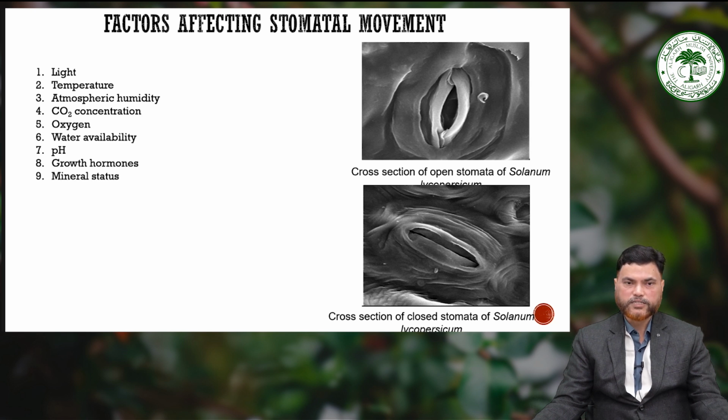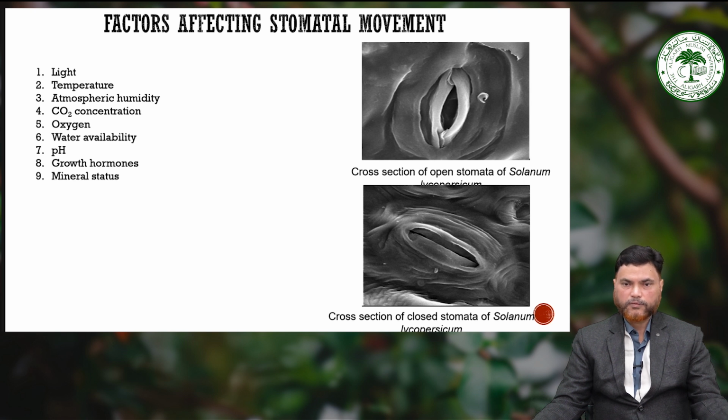Now, the next factor that affects the movement of stomata is availability of water. Sometimes what happens, due to water stress, the guard cells lose more water as compared to their intake. They lose their turgidity and stomatal closure takes place. This is called hydropassive closure of stomata. On the other hand, stomata also experience ABA mediated hydroactive closure.